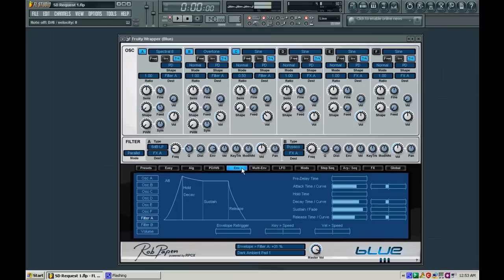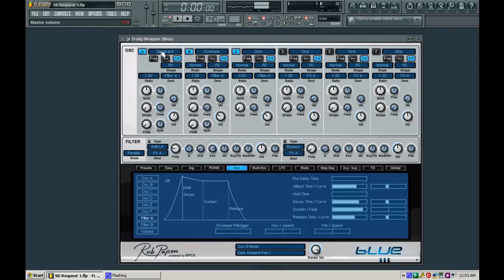So if we go back to the envelope tab and we go to the filter, you can see I have a pretty significant attack, and the sustain is pretty high, so it filters up and then stays up, and then the release is pretty long. So that kind of helps take care of some of the harmonics in the beginning if you want a more mellowed out, like darker sound.